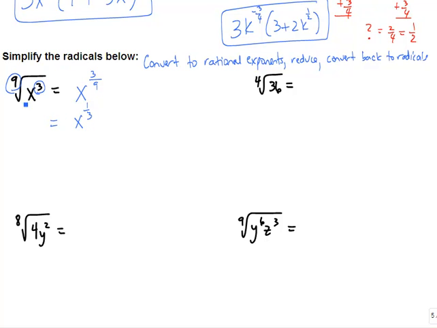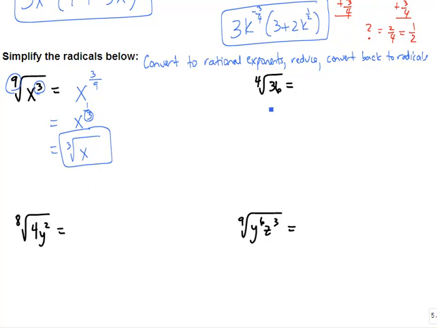Now, since this original problem started as a radical, we want to write our answer as a radical. Remember, you want to be consistent. So x to the 1/3 isn't a radical yet. What radical should it be? Well, the denominator here is a cube, so we want a cube root, and there's no power on top except 1, so it's just the cube root of x. So the reduced radical here is the cube root of x.